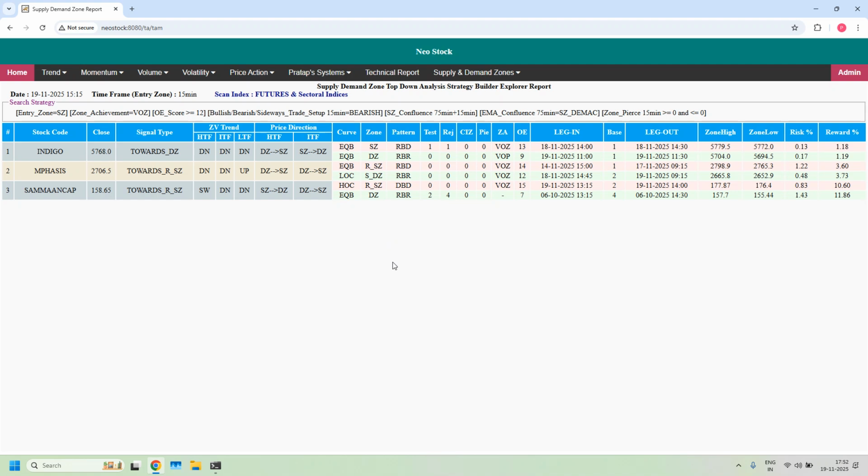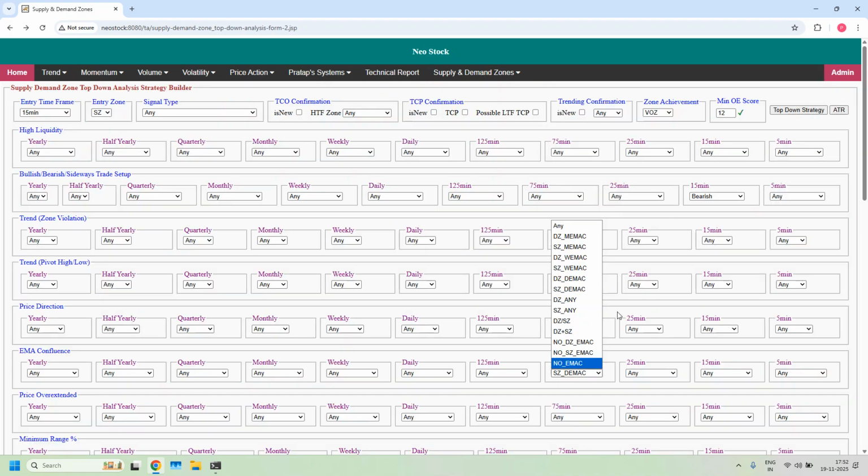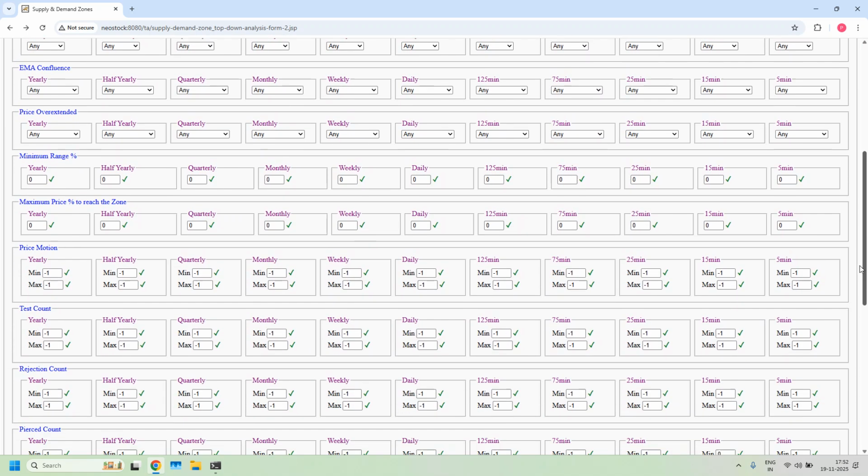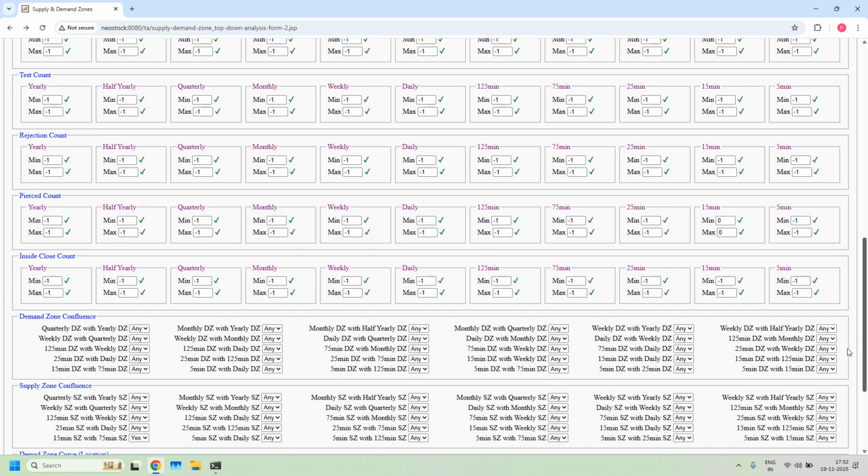Okay, this is the first strategy report. Next, I am generating the second strategy report, removing the ITF EMA filter. Second strategy, first step: all the 3 supply zone confluence filters should be enabled: 15 minutes and 75 minutes, 15 minutes and daily, 75 minutes and daily supply zone confluence.